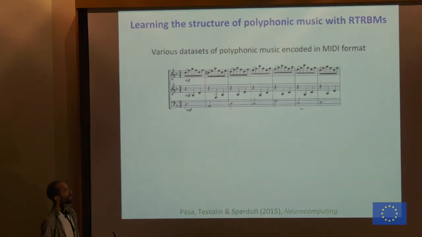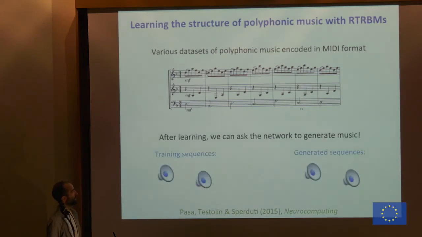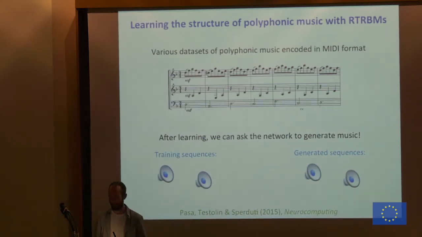Or we can even generate music with this type of model. We provide as input to the network polyphonic sequences of music. The network is trying to understand the hidden structure, the transition probabilities between the elements of the sequence. And then we can ask the network to generate the music. Now I need speakers again. Sorry.